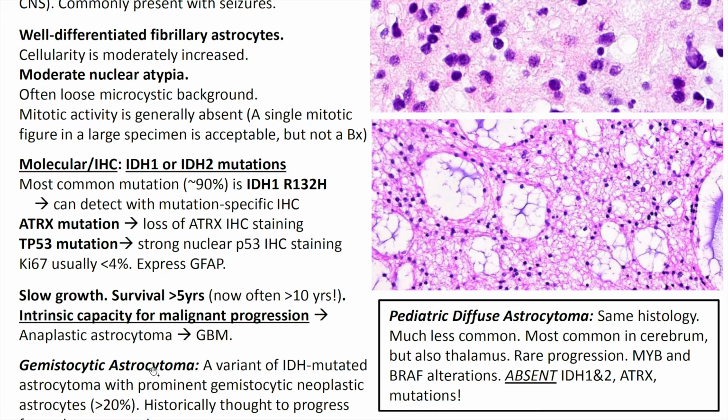A gemistocytic astrocytoma is a variant of IDH mutated astrocytoma with prominent gemistocytic neoplastic astrocytes, more than 20%, and historically thought to progress faster, but that may not be true. For pediatric diffuse astrocytoma, you're going to have the same histology, but they're much less common, and they are most common in the cerebrum, but also the thalamus. There's rarely progression. MYB and BRAF alterations can occur, and there's going to be absent IDH1 and 2 and ATRX mutations.